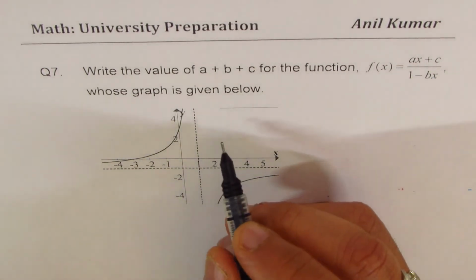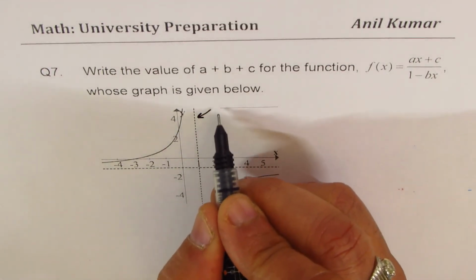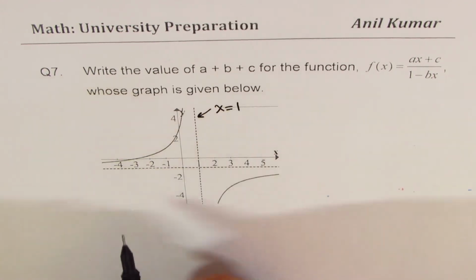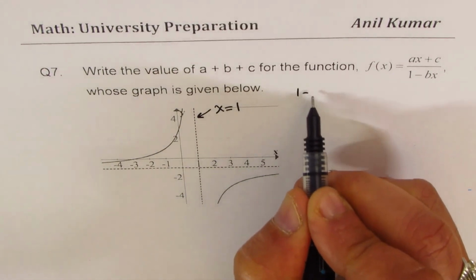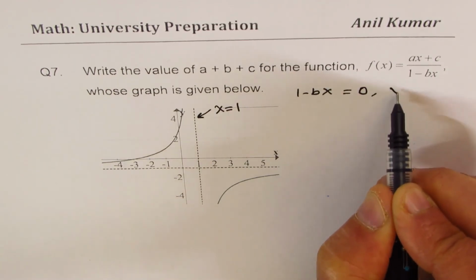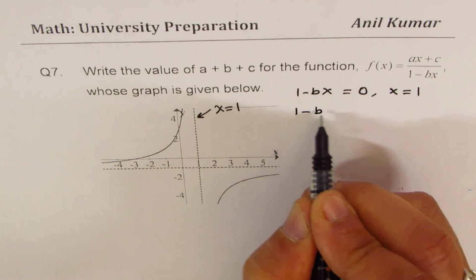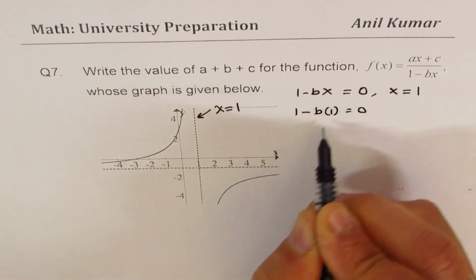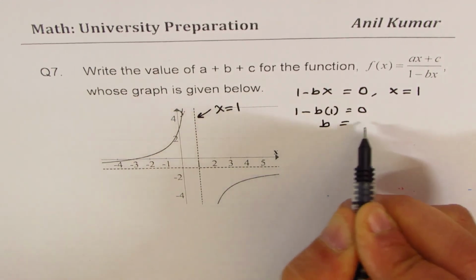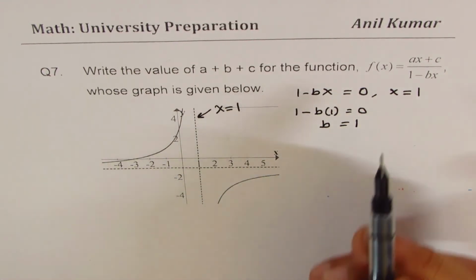So let's begin by finding the equation for the vertical asymptote, which is at x equals 1. That means 1 minus bx is equal to 0 for x equals 1, right? So I'll substitute 1 here. So 1 minus b times 1 equals 0. That gives us b equal to 1, right? So we get the value of b.